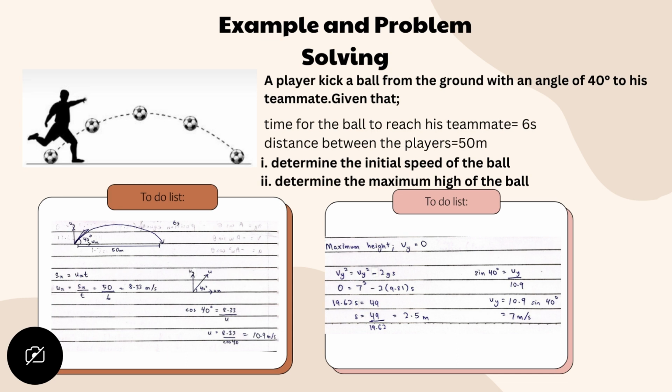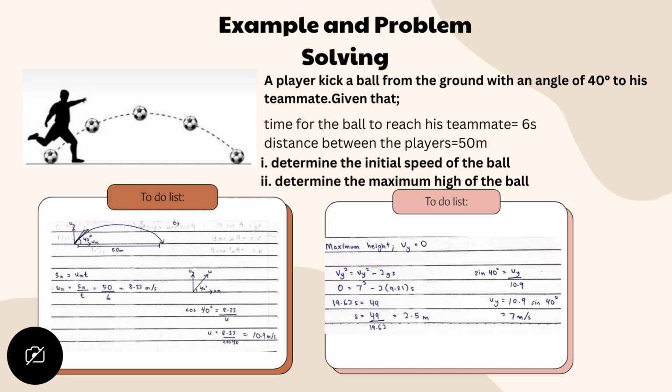And to calculate the initial speed of the ball, we use cosine 40 equals 8.33 over u, where u is the initial speed of the ball. Then we just plug in the values and we get 10.9 meters per second. So 10.9 meters per second is the initial speed of the ball.